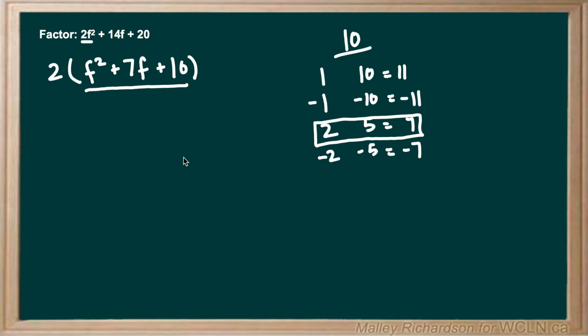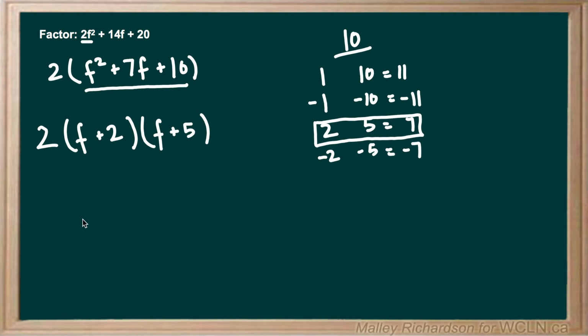So now that we know our two factors, let's write our two brackets. But of course, we need to write our positive 2 out front. So now we're going to have our two brackets, and we're going to fill it in first with whatever our variable is. In this case, it's f. And now we need to fill in our positive 2 and positive 5. So we can write positive 2 in our first bracket and positive 5 in our second.